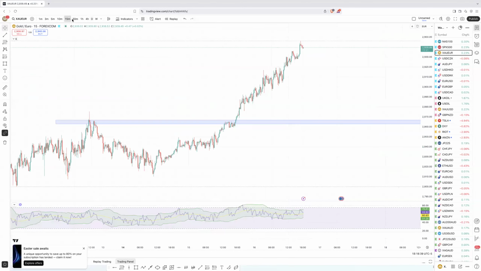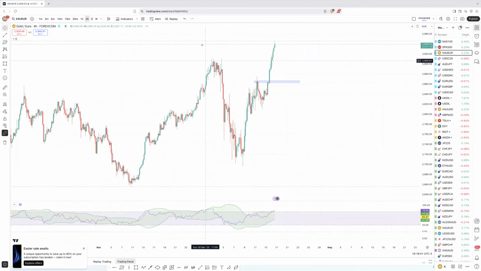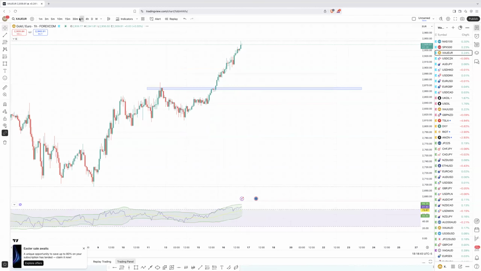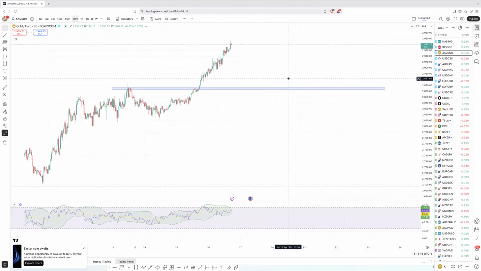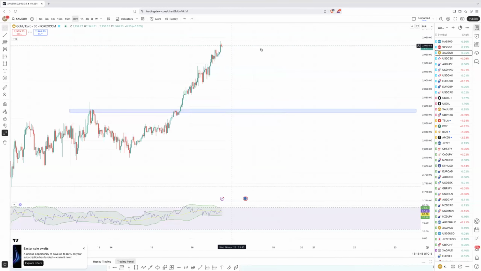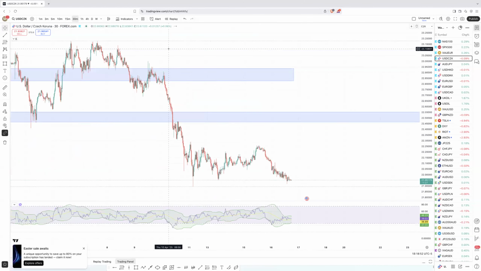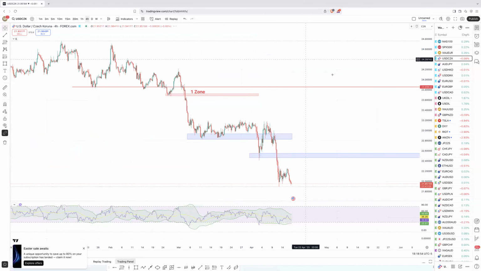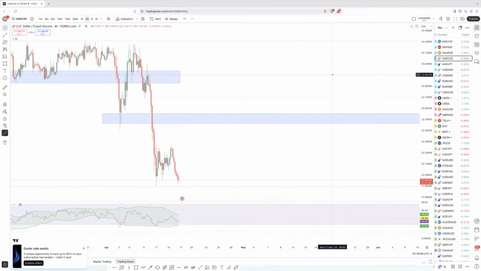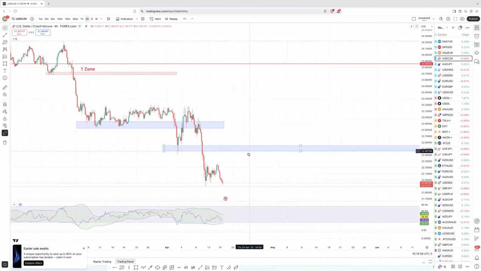We have gold euro on higher time frames. This is more like the H4, H1, 30 minute time frame, possible retest all the way down here to go long. We have USD SEK on the H4 as well, possible retest here to go short.